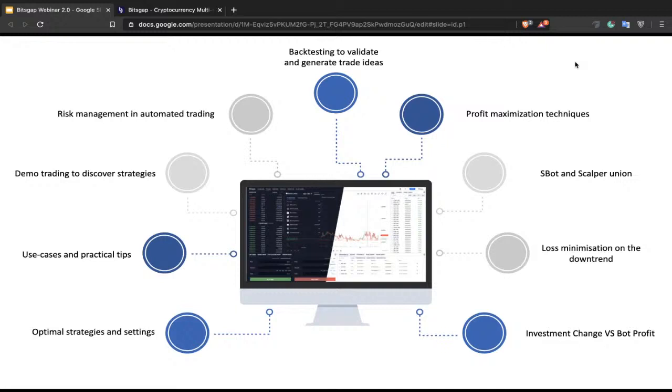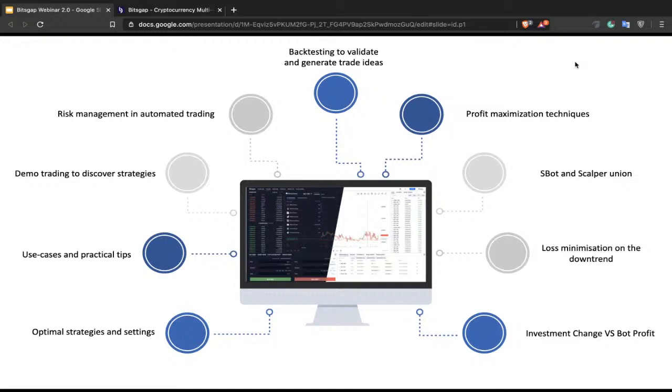I will introduce to you the S-Bot and Scalper today. These are, it's not right to say that they are quite new, but they are relatively new. So it's been 2 months, I guess, since the launch. And we are about to unite the S-Bot and the Scalper, so you will have a brand new one in the coming days. So we will talk about how to launch the S-Bot and the Scalper, what are the differences and what makes them so unique, and what are the market conditions which are mostly optimal to launch these bots. Loss minimization on the downtrend, so that's what I've mentioned, hedging against the falling market.